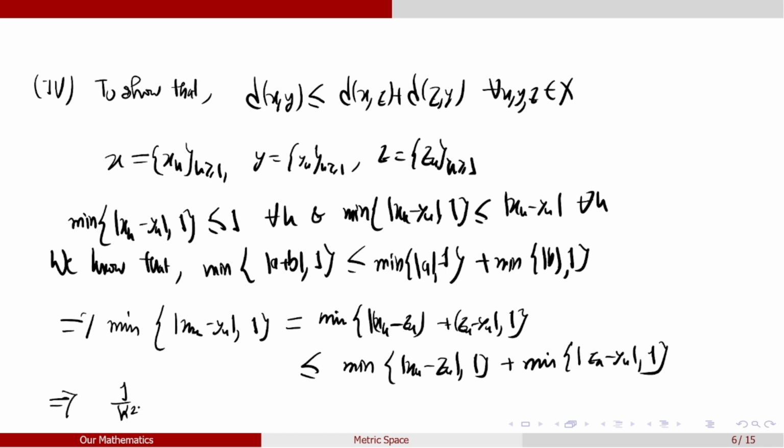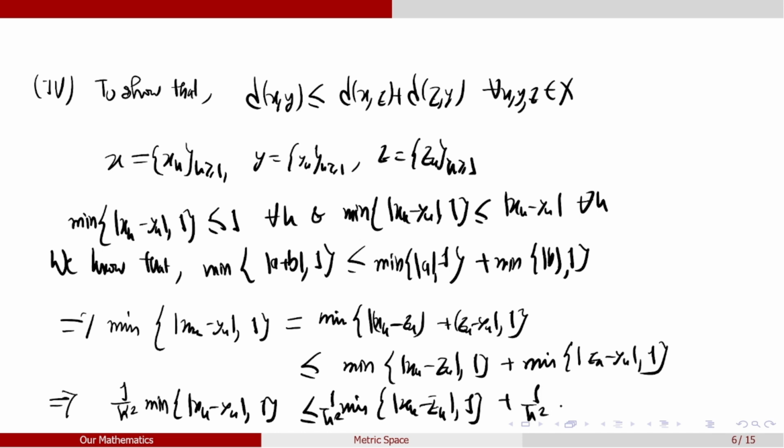Now multiplying by 1 by k square on both sides, we get: 1 by k square minimum of xk minus yk comma 1 is less than or equal to 1 by k square minimum of xk minus zk comma 1 plus 1 by k square minimum of zk minus yk comma 1.